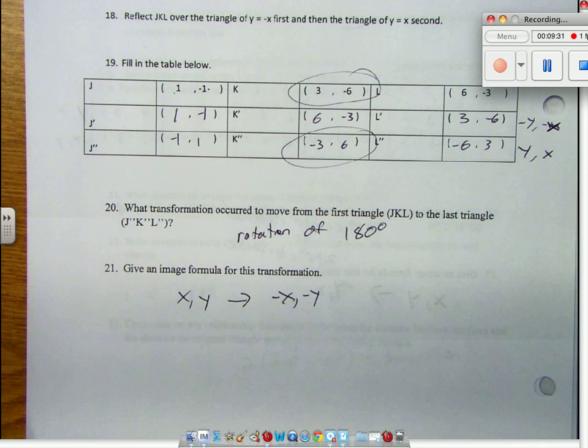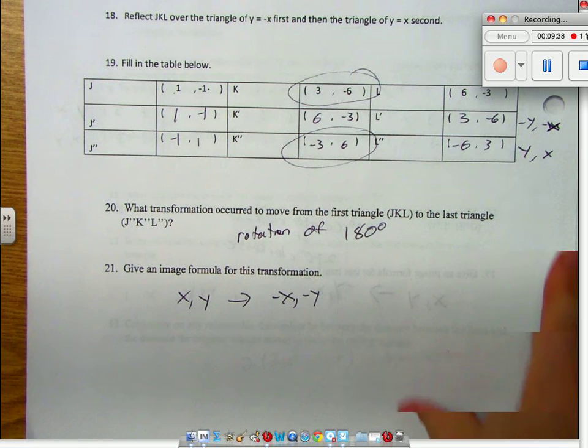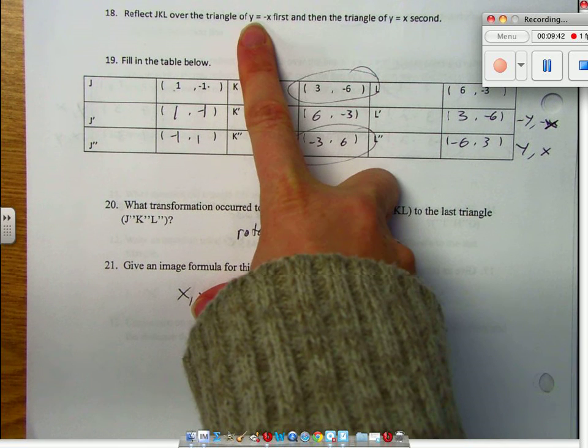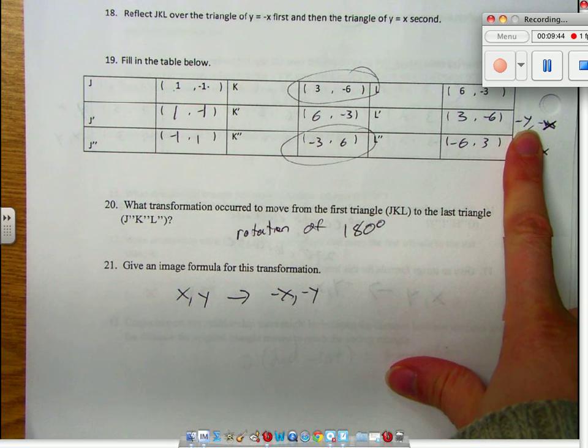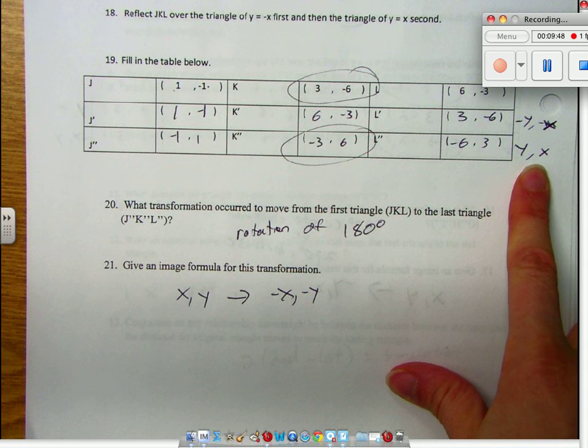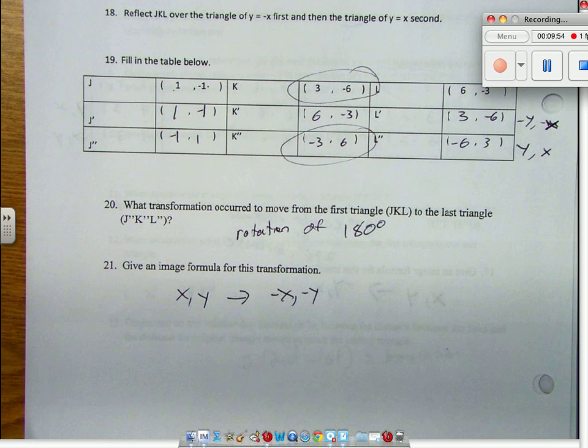Well, James? It's just not making sense because I wasn't here for the part with the y and the x. Okay, so y equals negative x means you flip it and make them negative. This is something you've got to memorize. And y equals x means you just flip it. Okay? So why don't we put those together real quick?